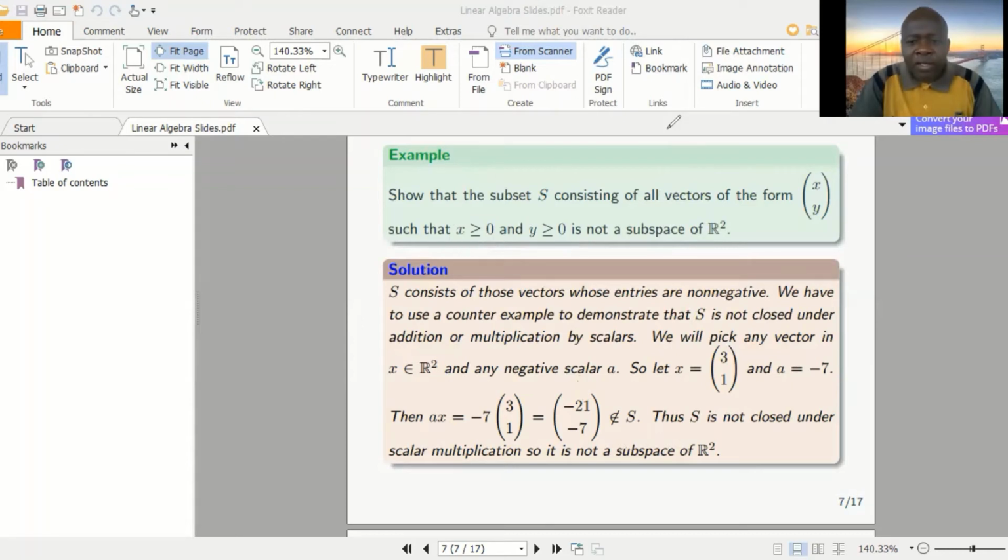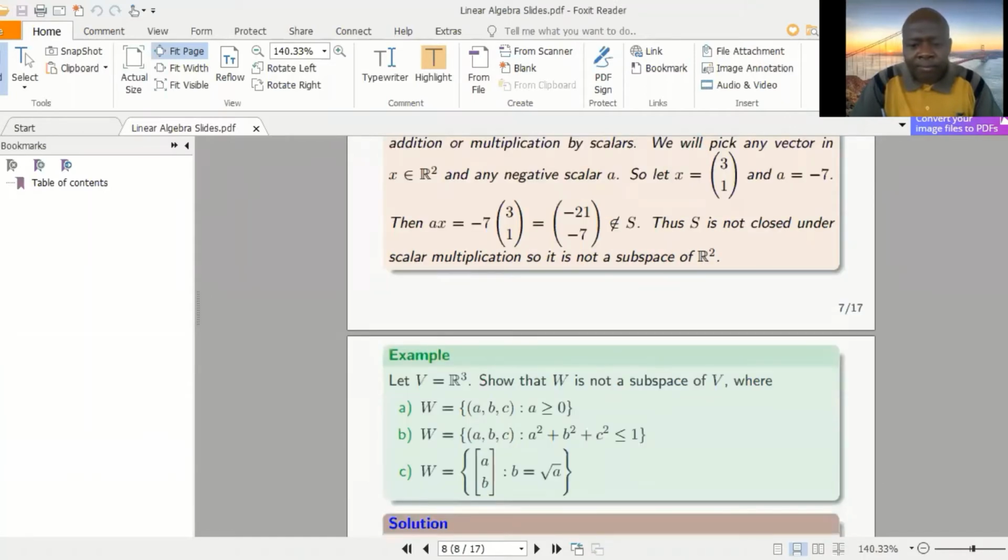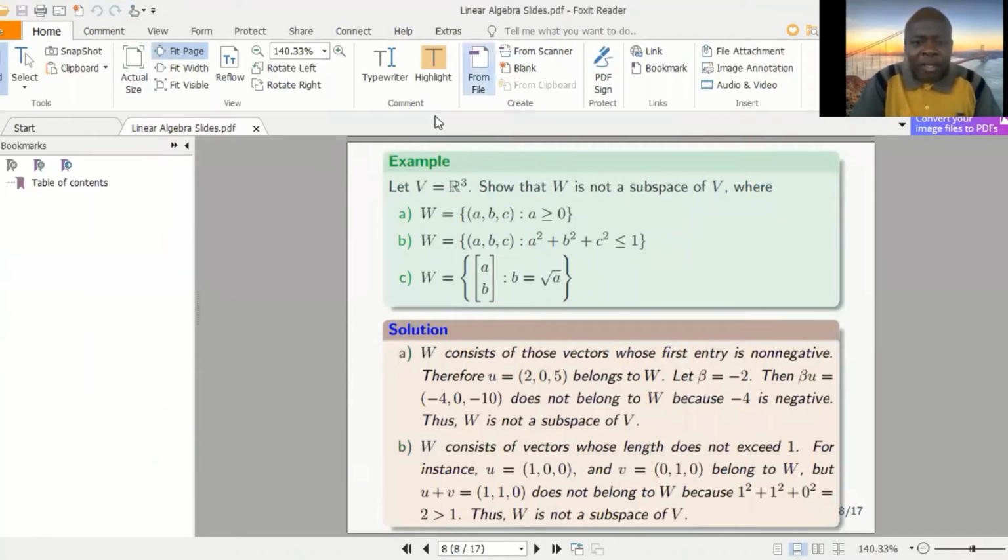So it's very easy showing that a given subset is not a subspace, or even showing that it is a subspace. It's very easy. Let's look at the next example. The next example says, let V be equal to R3. Show that W is not a subspace of V, where W is the set comprising of (a, b, c) such that the first element is greater than or equal to 0.